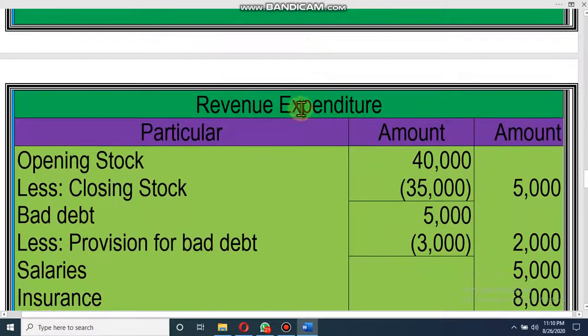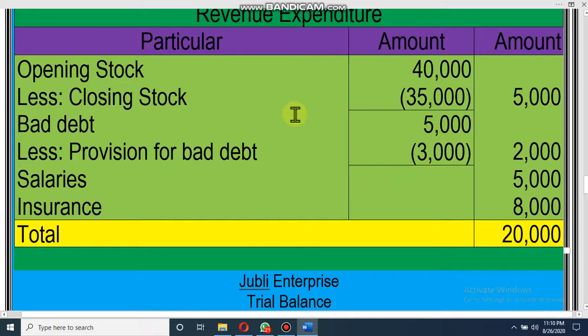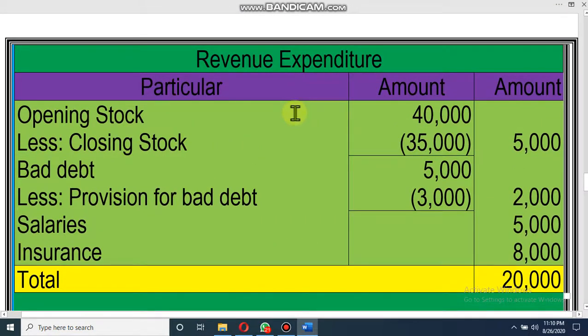Dear student, the next item, revenue expenditure. For revenue expenditure I have given you the example. Number one, opening stock you have to write, and from the opening stock you have to subtract closing stock, because this is purchased goods, this is unsold goods. The rest is your expenditure, it is 5,000. Then bad debt 5,000, this is expenditure, and we have kept for bad debt earlier 3,000. So the net amount of expenditure, this is opposite to expense, so the net amount of expense is 2,000. Then salaries, it is an expenditure, 5,000, then insurance 8,000. So the total amount of expenditure is 20,000. Dear student, I hope all of you understand.